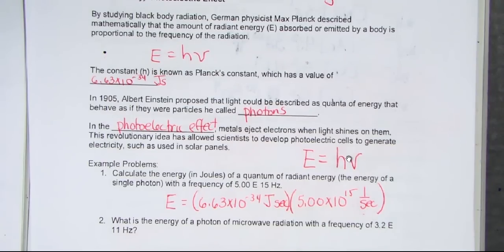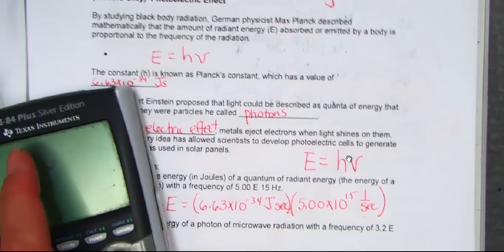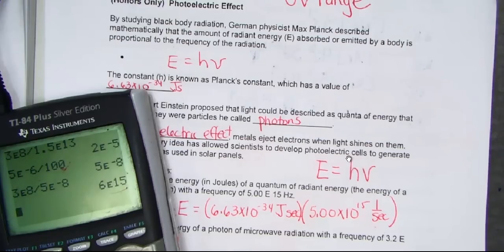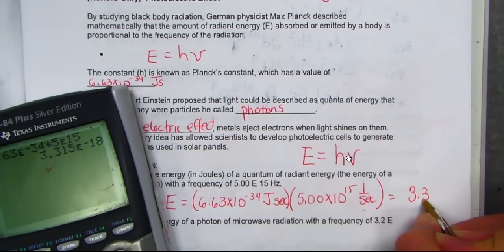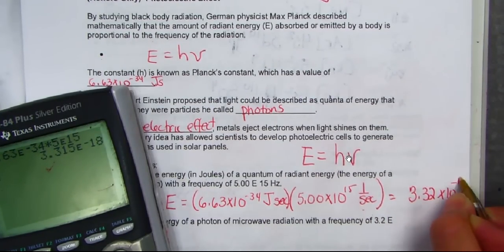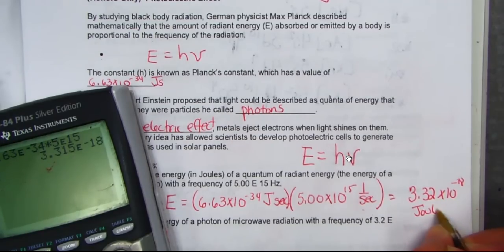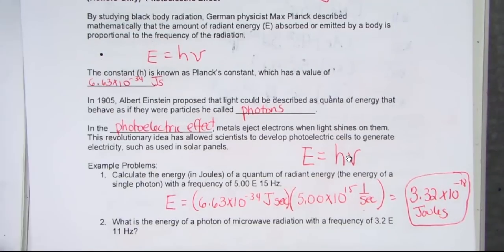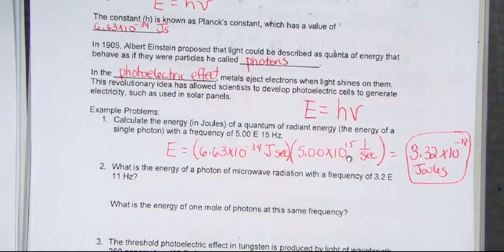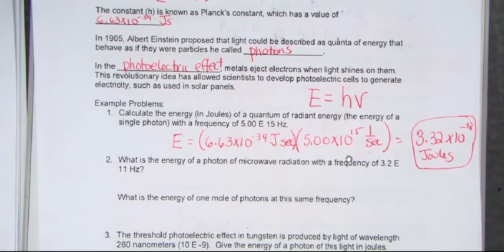energy. So with my calculator, let's hit Planck's constant, 6.63 E negative 34, times the frequency of 5 times 10 to the 15th power, and we find an answer of 3.32 times 10 to the negative 18th joules of energy. That's the energy of a single photon, a single electron, if you will, as it's traveling around the nucleus of an atom.